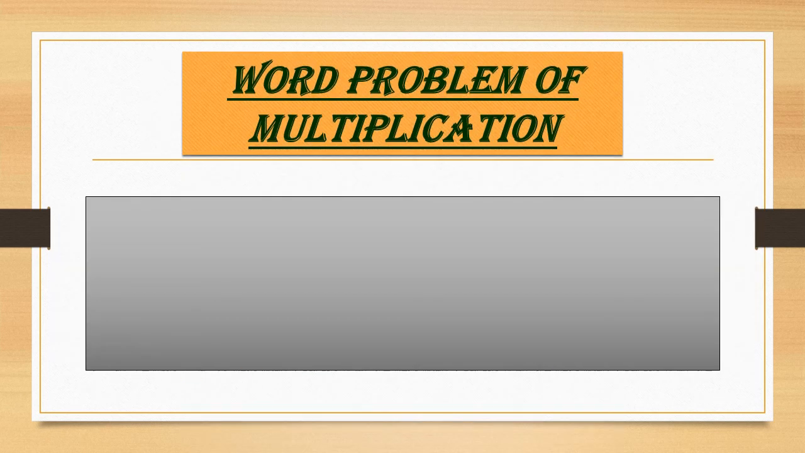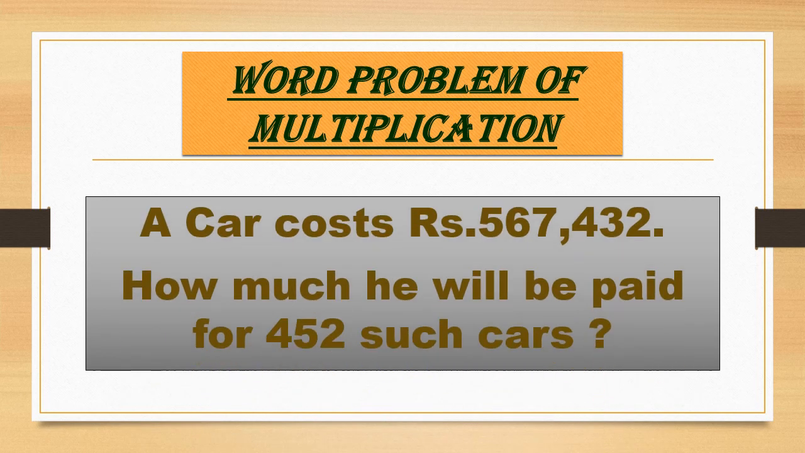Here we have a word problem of multiplication. First, read thoroughly. A car costs rupees 567,432. How much will be paid for 452 such cars? In this word problem, we have to find out the cost of 452 cars.